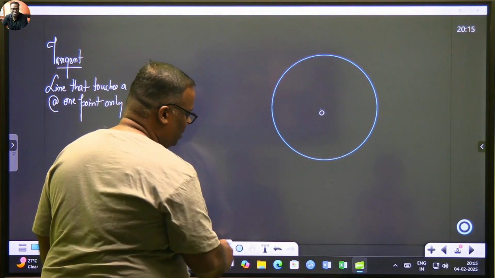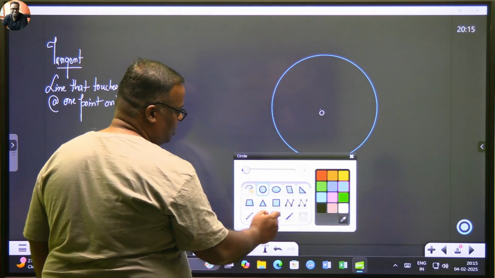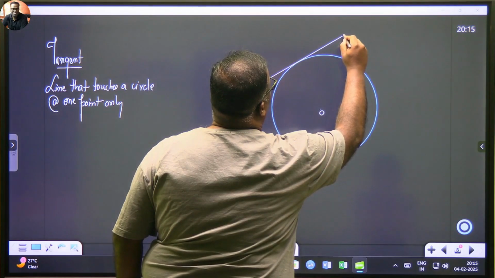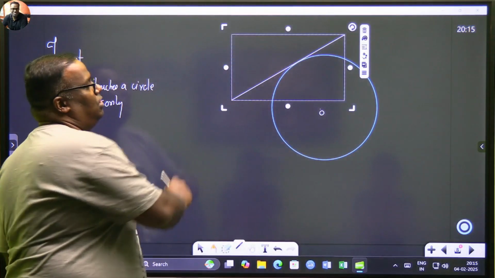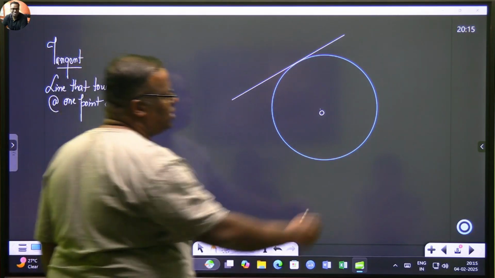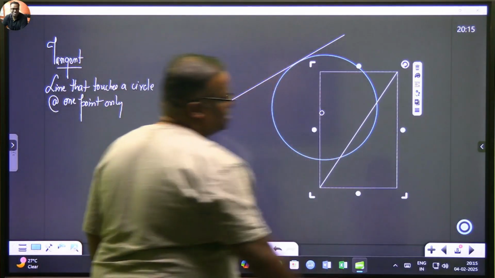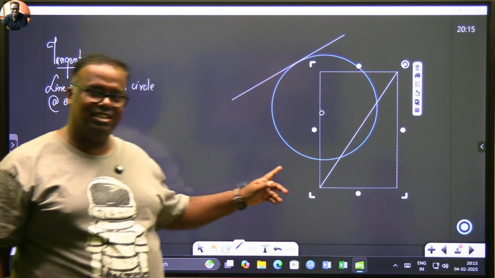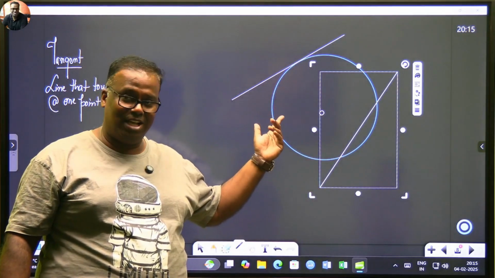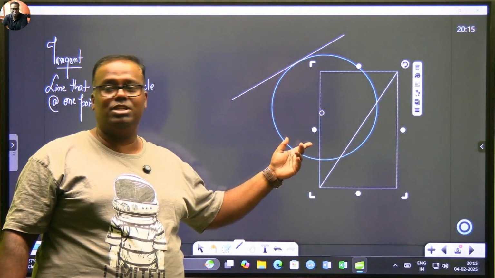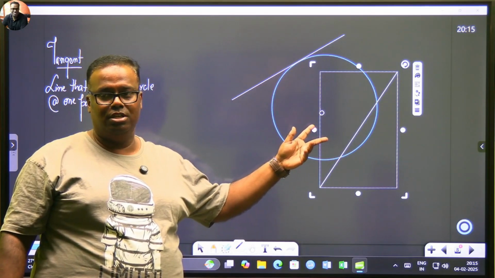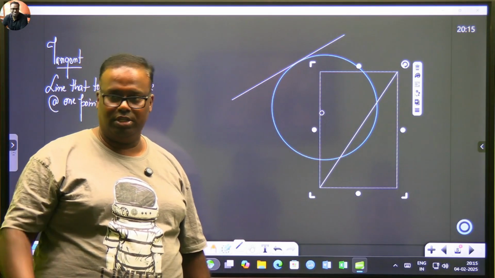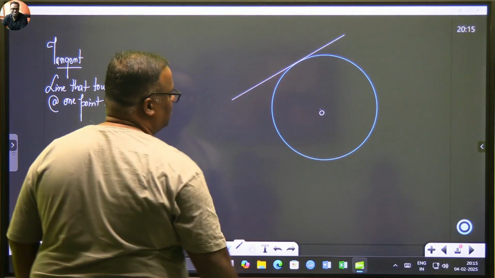So how to draw a tangent? A tangent will look something like this. A tangent is a line which touches a circle only at one point. This is a tangent. Have you understood? And if you have a line which touches a circle at 2 points, this is known as a secant. Sec theta comes from secant. Tan theta comes from tangent. A secant is a line which touches a circle at 2 points, whereas a tangent touches a circle at only 1 point. Understood? Very good. We'll not keep the secant one.